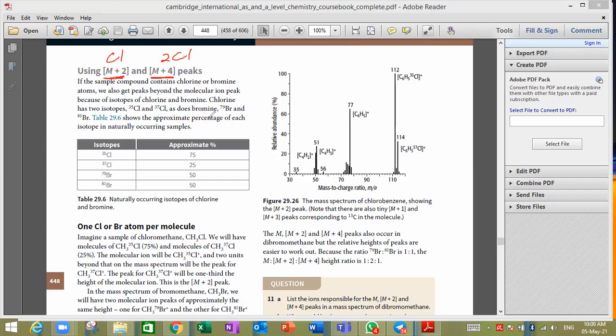Now, as you know, we can also have a bromine atom. And here we have 2 bromine atoms. Either we have a chlorine or a bromine atom.